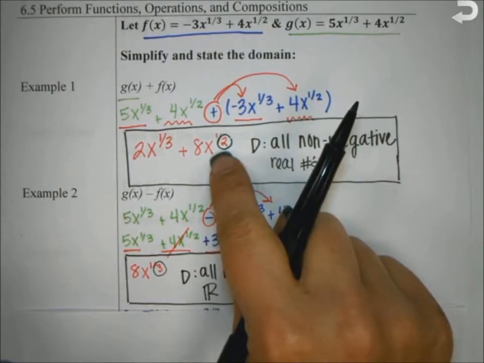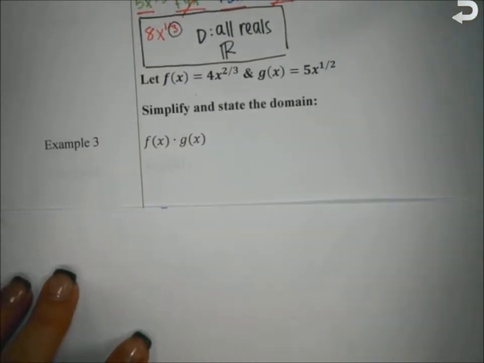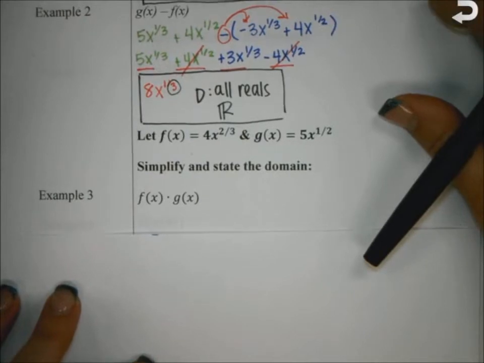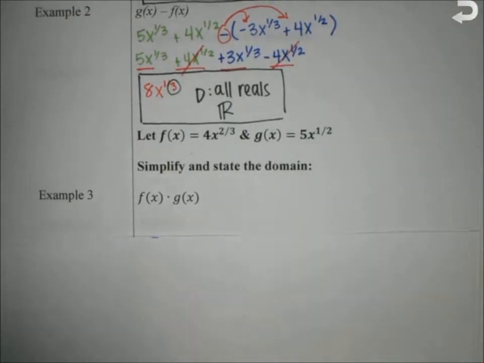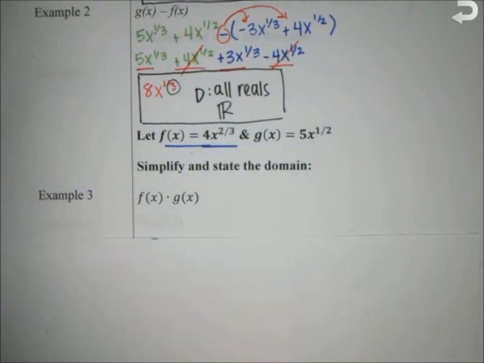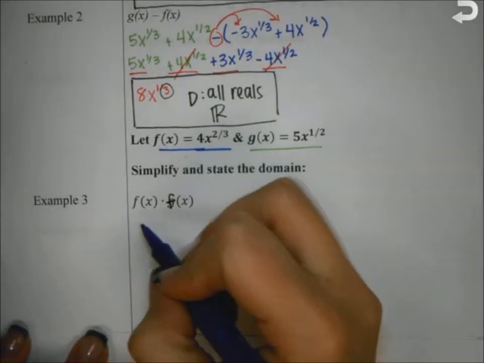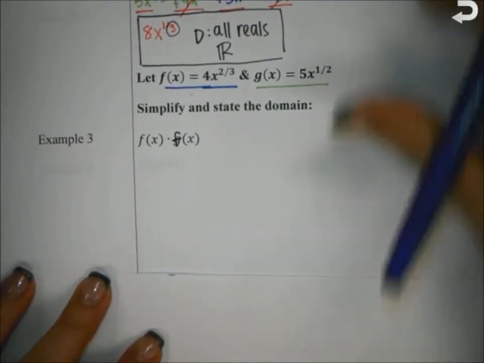Let's look at example 3. Okay, so we have a new f of x and a new g of x in this case. f of x is 4x to the 2/3, and g of x is 5x to the 1/2. Now this is a typo. I wanted to multiply f of x times f of x. So I'm just going to plug both of those in. So this is the same as 4x to the 2/3 times 4x to the 2/3.